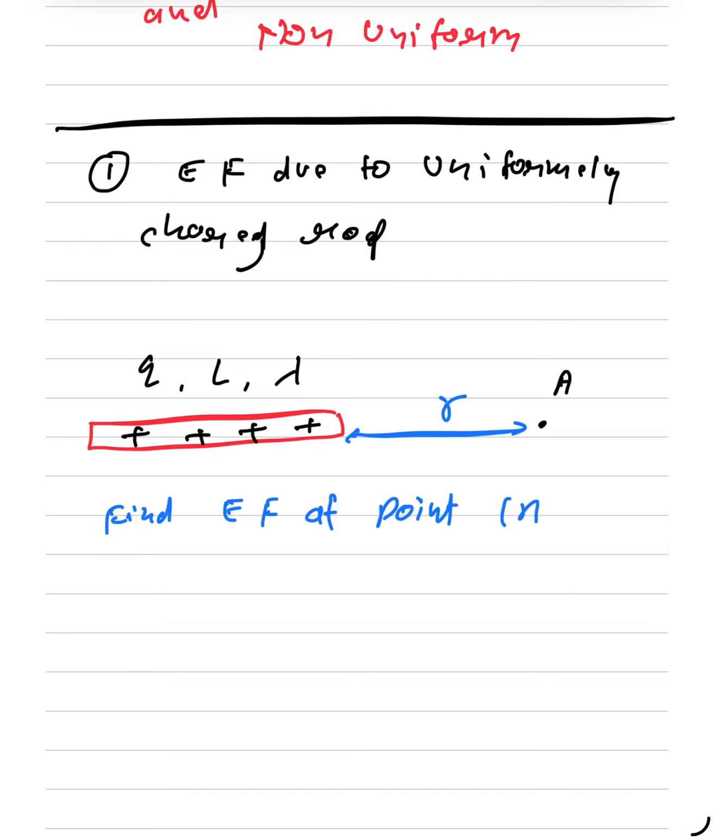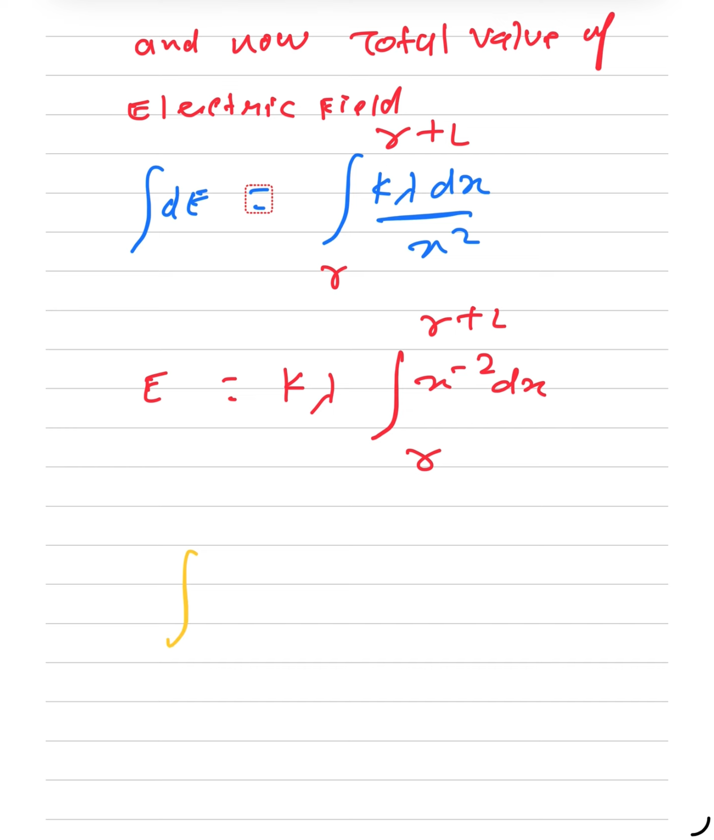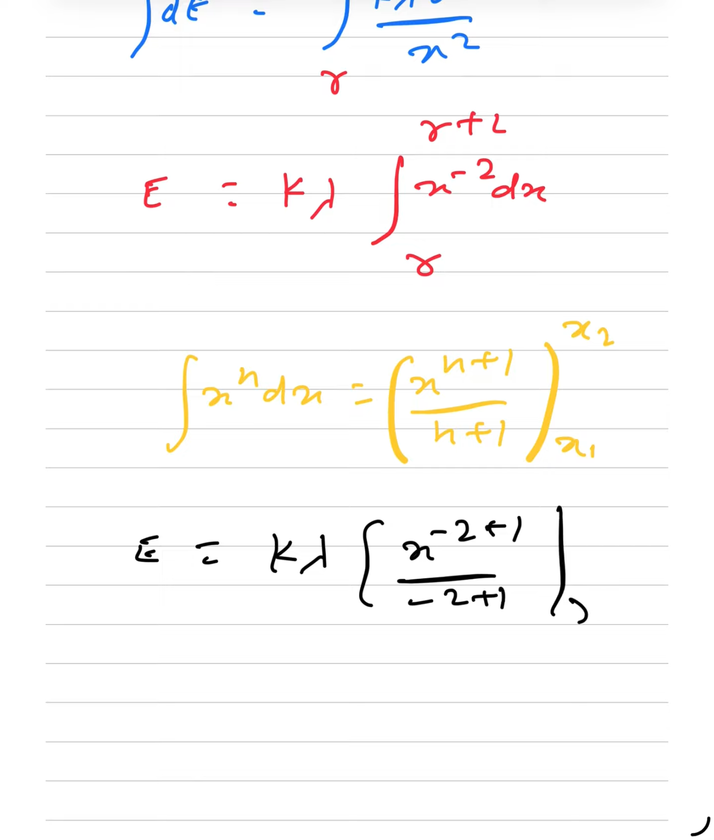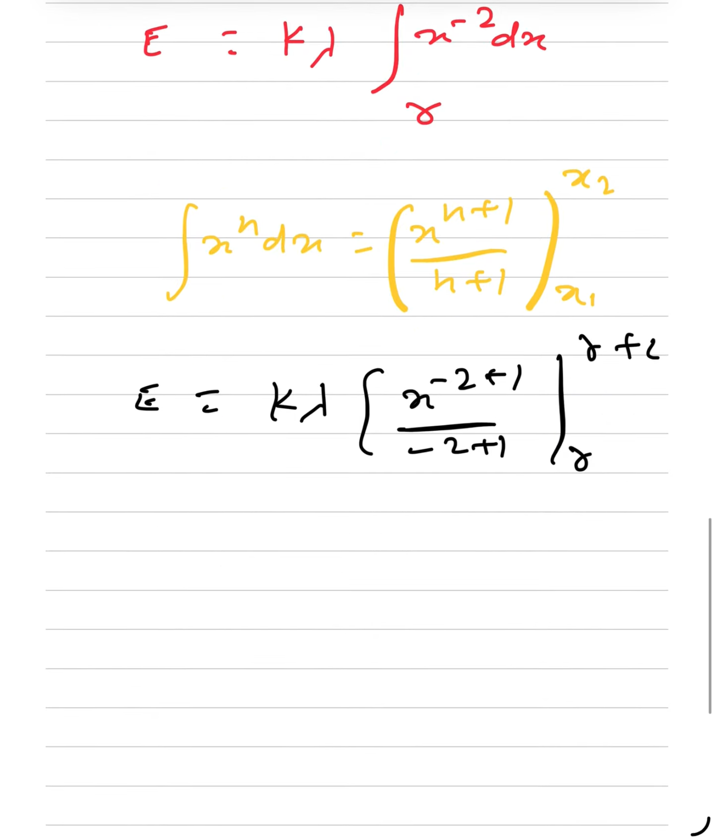E equals k times lambda, a common factor, outside, and integration x power minus 2 dx, limit r to r plus L. Using the basic formula of integration, integration x power n dx equals x power n plus 1 divided by n plus 1, with limits x1 to x2, meaning upper limit and lower limit. In this situation, electric field E equals k lambda x power minus 2 plus 1 divided by minus 2 plus 1, limit r to r plus L, right.